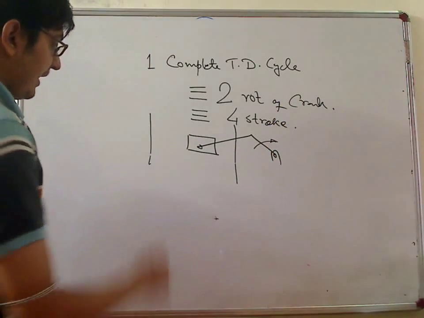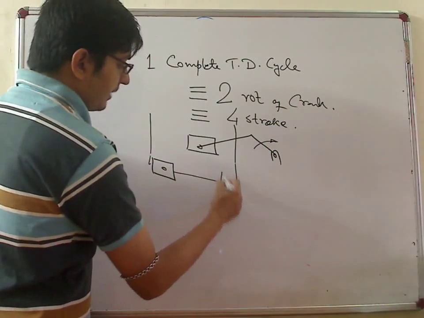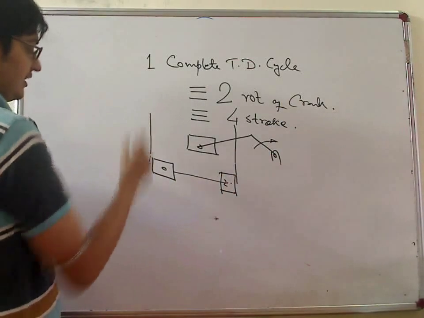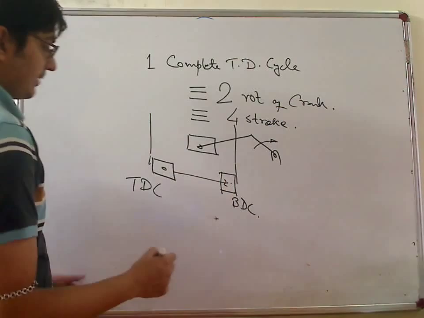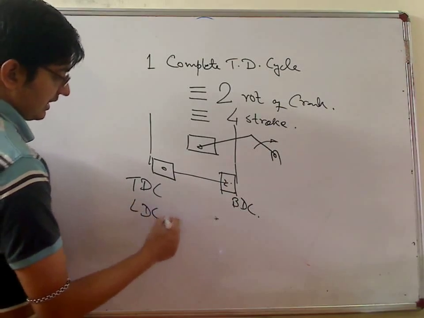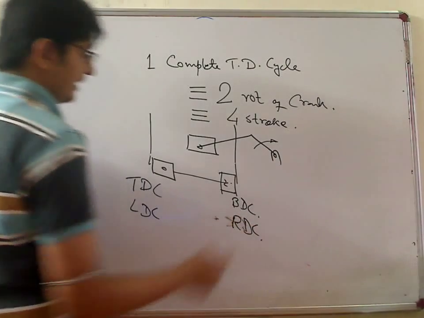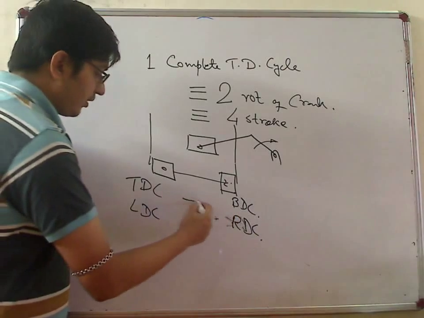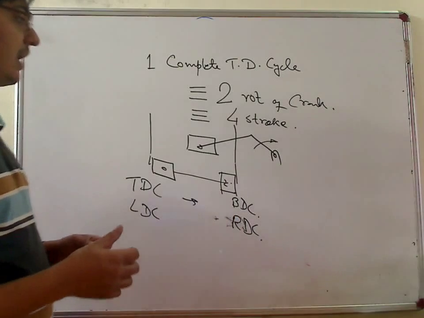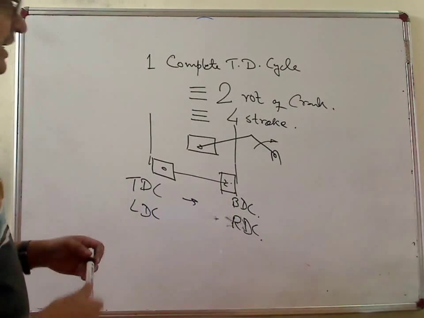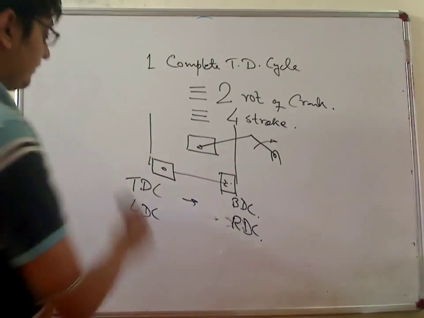What is defined by stroke? A piston starts from one end position and comes back to the other end position. These are known as top dead center and bottom dead center, or sometimes left dead center and right dead center. So 1 stroke is the movement of the piston from TDC to BDC or LDC to RDC. So 1 complete thermodynamic cycle equivalent to 2 rotations of crank is equivalent to 4 strokes. This is for 4-stroke engine.